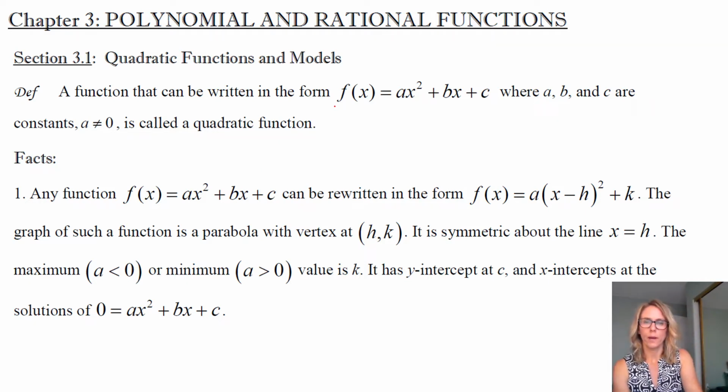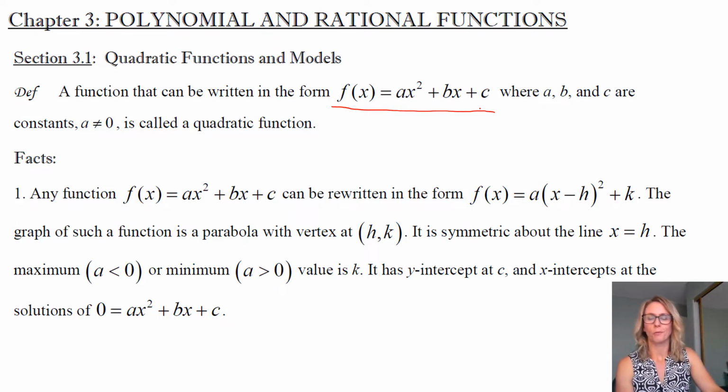So if you have a function in this form, a, b, and c are constant, so they're just some sort of real number. A is not 0, which would of course get rid of the whole x squared part. Then you have a quadratic function.